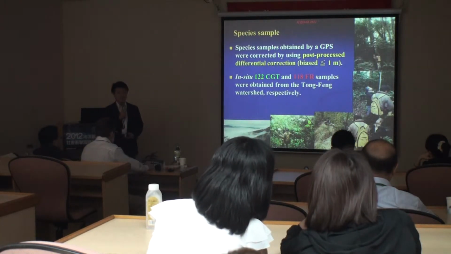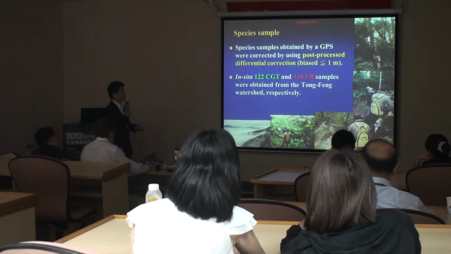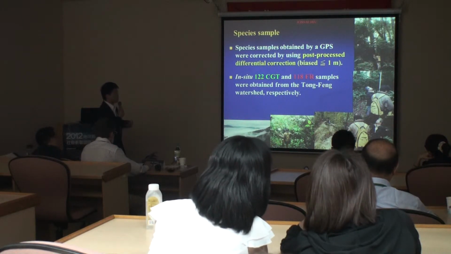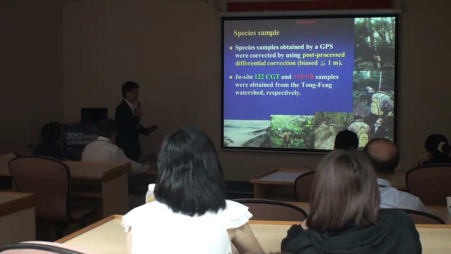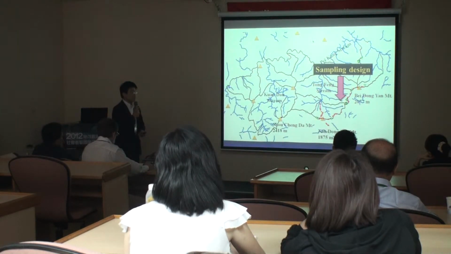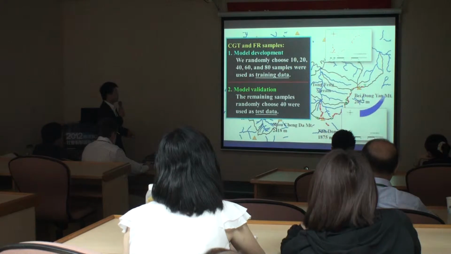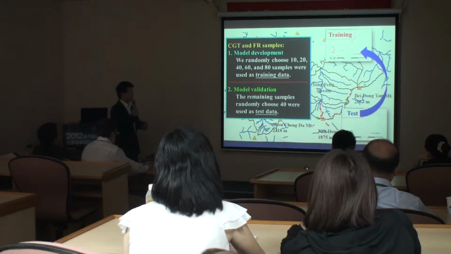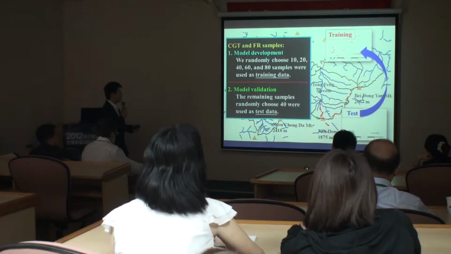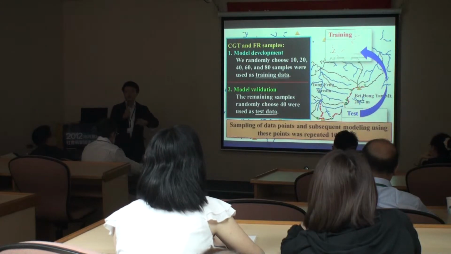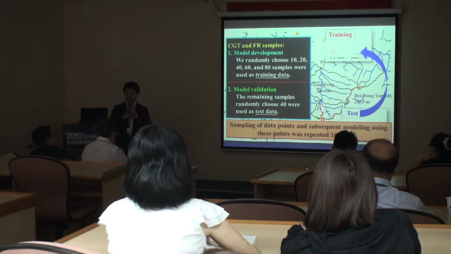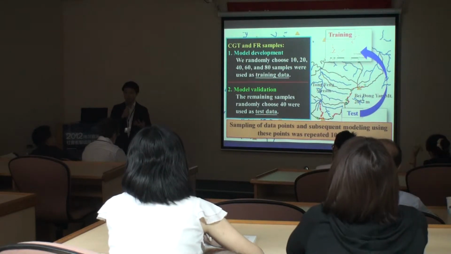Then the species sample size, as we mentioned before, we obtained by GPS, and in total we got 122 for CGT and 118 for FR species. Then those species samples can be used for sampling design. And we separate it into 2 parts. One part for model development. We randomly choose 10, 20, 40, 60, and 80 samples to use as training data, and the remaining samples will be used as test data. And that process will repeat 10 times. So we can get 10 data sets to input into our model to make the model robust.